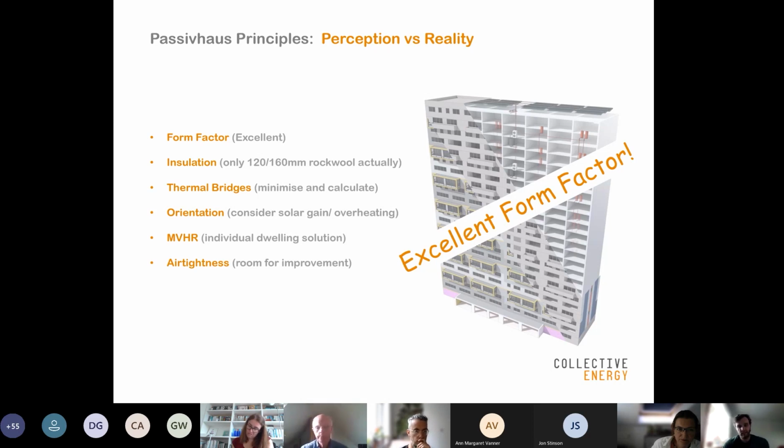MVHR, mechanical ventilation with heat recovery: we looked at an individual dwelling solution, primarily with the retrofit. Trying to fit in a communal system, the complexity of that with the existing structure was discounted quite early on. And then the air tightness: we did some initial testing on the buildings before we did any retrofit work, and found out that they were inherently good in comparison to current building standards. So we were down at an air permeability, rather than air tightness from Passivhaus, of around 5, which is pretty much what a lot of the new builds are still getting built to. There was room for improvement.